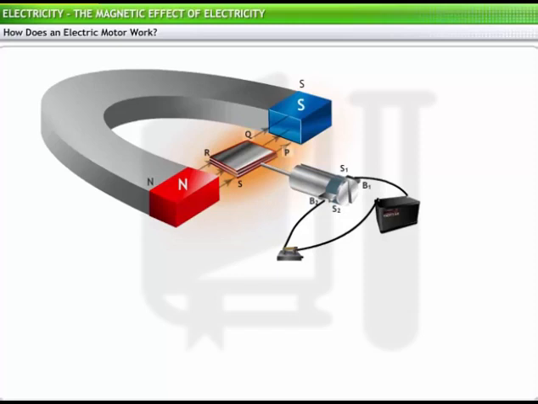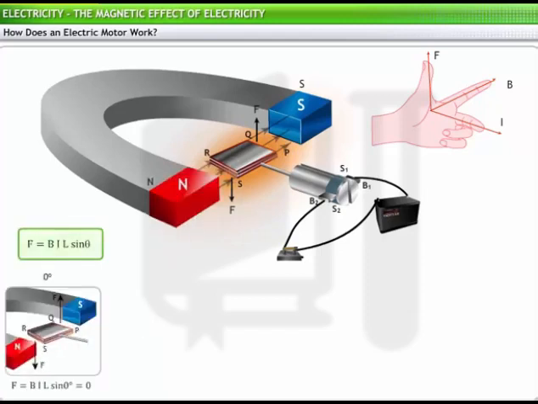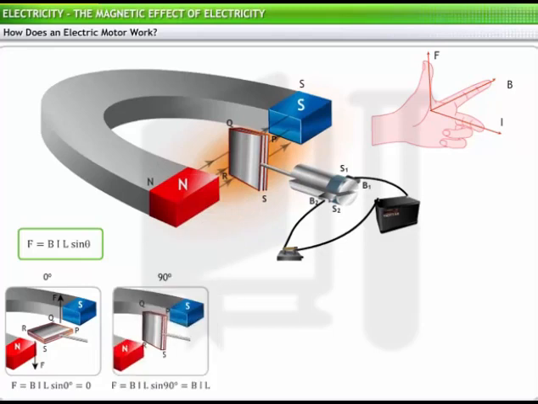Initially, current is directed from P to Q in the arm PQ and from R to S in the arm RS. This arrangement is similar to that of a current-carrying conductor in a magnetic field. According to Fleming's left-hand rule, the force on PQ acts in an upward direction and on RS in a downward direction, forming a couple. The coil begins to rotate until its plane becomes vertical, that is, perpendicular to the direction of the magnetic field.